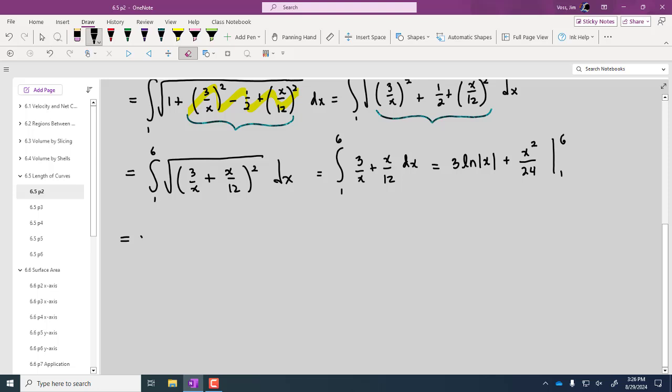So we get 3 natural log of 6, then plus 36 over 24, which reduces to 3/2. And then we subtract off the antiderivative at 1. Natural log of 1 is 0, so that's gone. We subtract off 1/24. And now I wish I didn't simplify this one. I'm going to go back to 36 over 24. So then our final answer, we have 3 natural log of 6 plus 35 over 24.